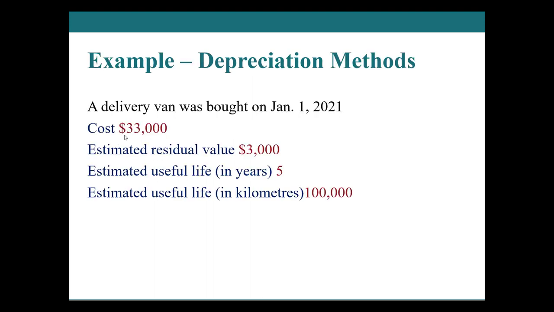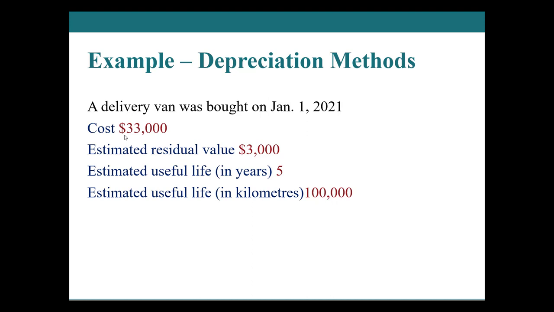A delivery van was bought on Jan 1 of 2021. It cost $33,000. Scrap value, residual value at the end is estimated to be $3,000. We think this van is going to have a useful life of 5 years. I guess this is an Amazon van, taking all the packages to everybody. And its estimated useful life in kilometers is 100,000, because these are not highway miles. These are city miles. Sure.